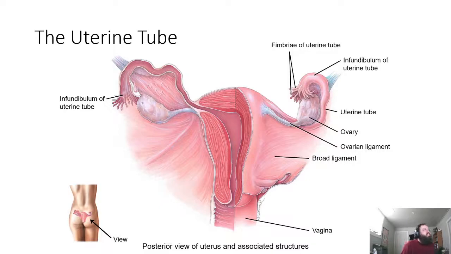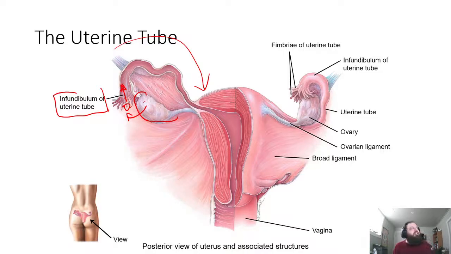So starting at the ovaries over here and then working proximally, so towards the uterus, we start with the infundibulum of the uterine tube. It's shaped like a funnel, and basically its job is to funnel the secondary oocyte as it's expelled from the ovary and make sure it gets captured and caught into the fallopian tube.